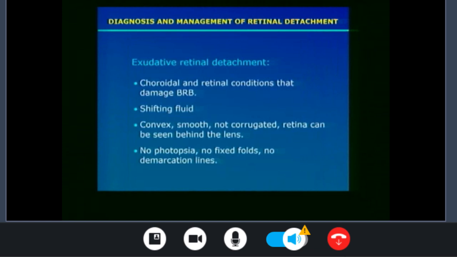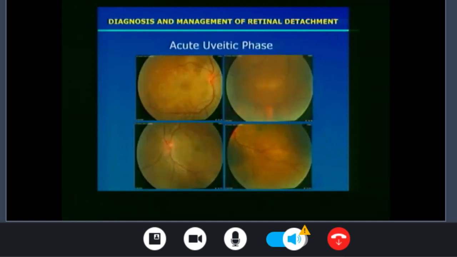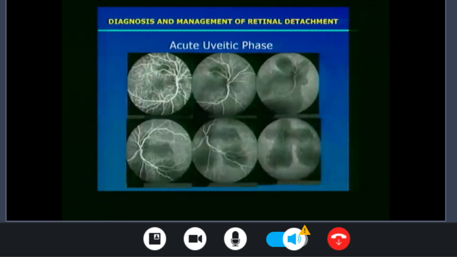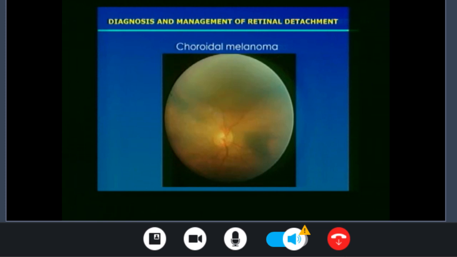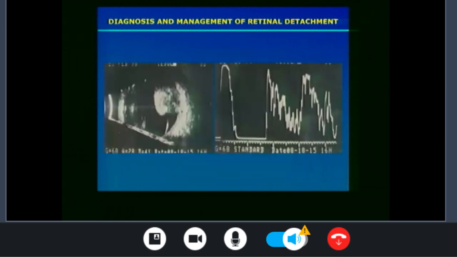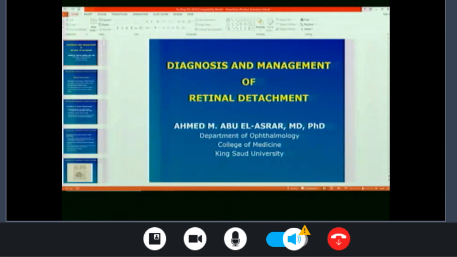Exudative retinal detachment, like in Vogt-Koyanagi-Harada disease, if it is neglected, then the patient can come with bullous exudative detachment. It has a convex configuration, smooth, not corrugated. The retina can be seen behind the lens. So this is an example of exudative retinal detachment due to Vogt-Koyanagi-Harada disease. Choroidal melanoma can also be associated with exudative retinal detachment. Any question?